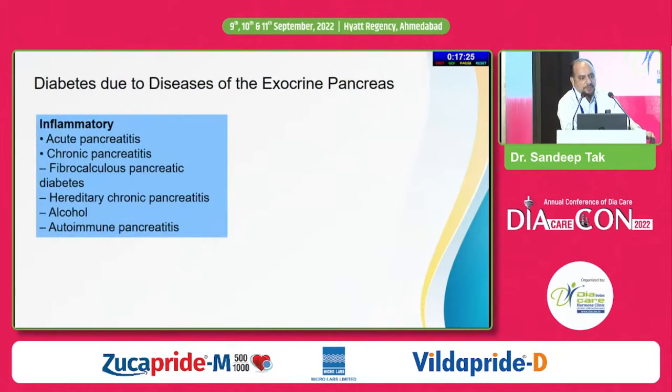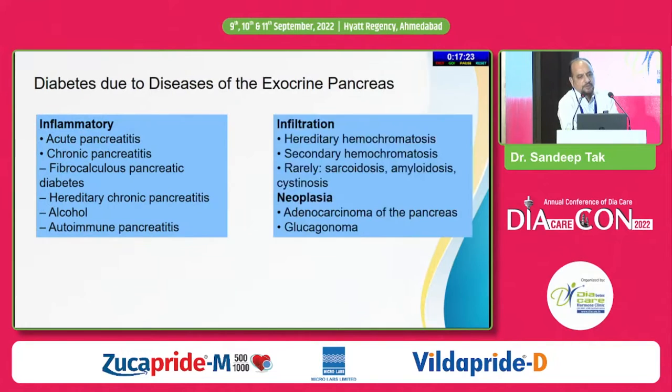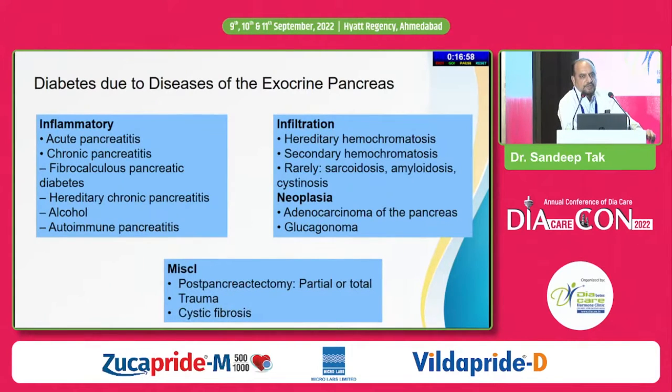There may be various inflammatory causes of exocrine pancreatic disease, like acute pancreatitis, chronic pancreatitis, fibrocalculous pancreatic diabetes, and alcohol, autoimmune pancreatitis, and infiltrations like hemochromatosis, primary or secondary. In India, we more commonly have secondary hemochromatosis. Rarely, sarcoidosis can present with secondary diabetes. Miscellaneous causes include post-surgical partial or complete pancreatectomy, trauma, or cystic fibrosis. We will be discussing the important ones briefly.